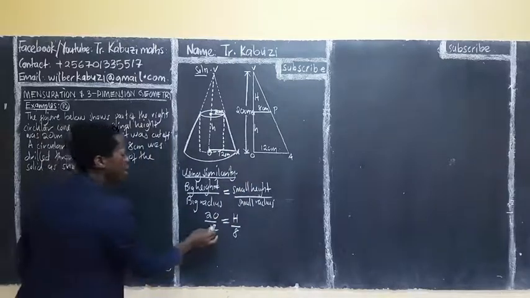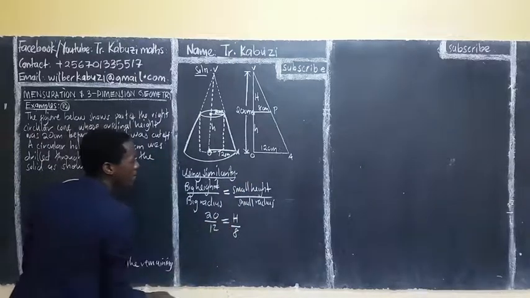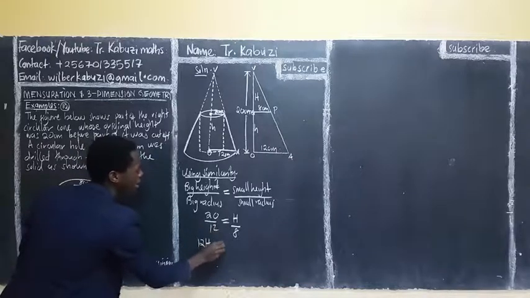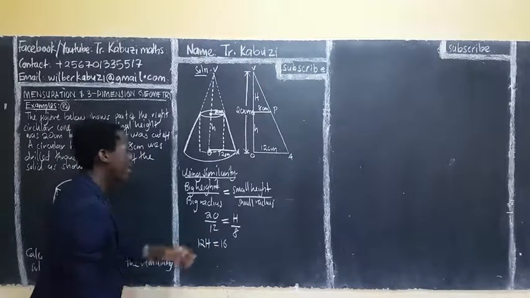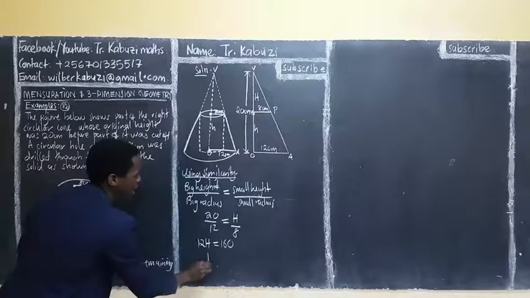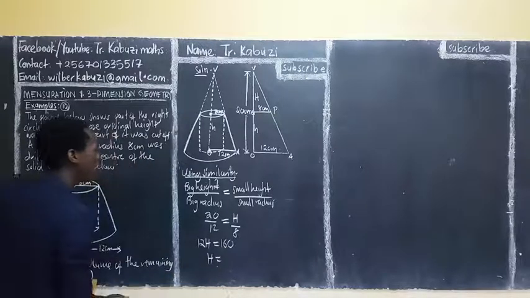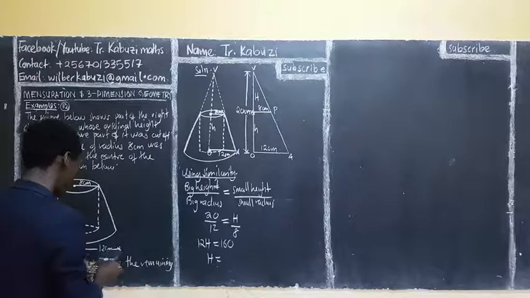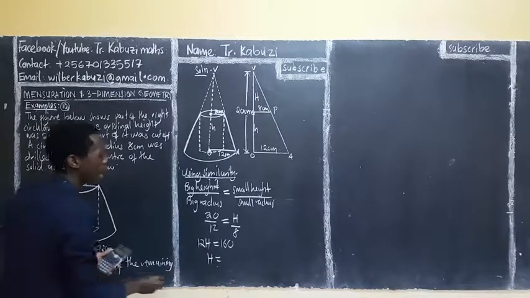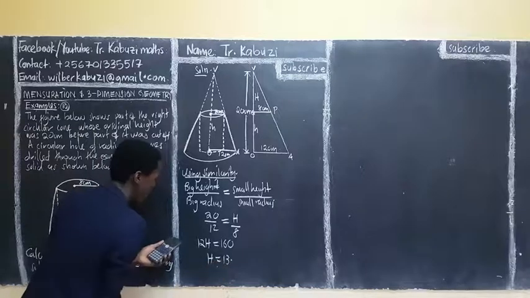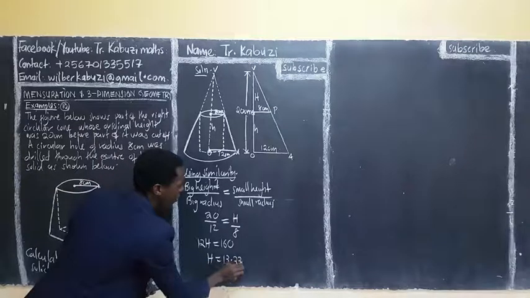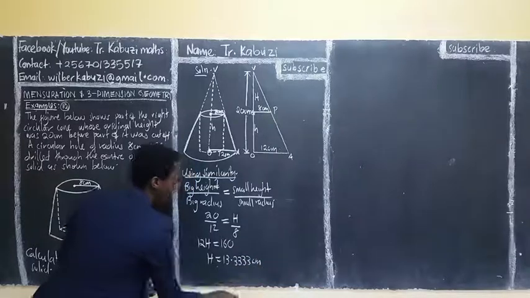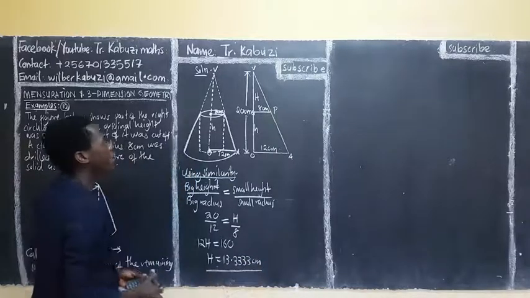Now, if we cross multiply here, I'm going to have 12 times h, so I have 12h equaling to this times this, which is 160. If I divide it through by 12, the answer I'm having is 13.3333 centimeters. So that's the height of this.